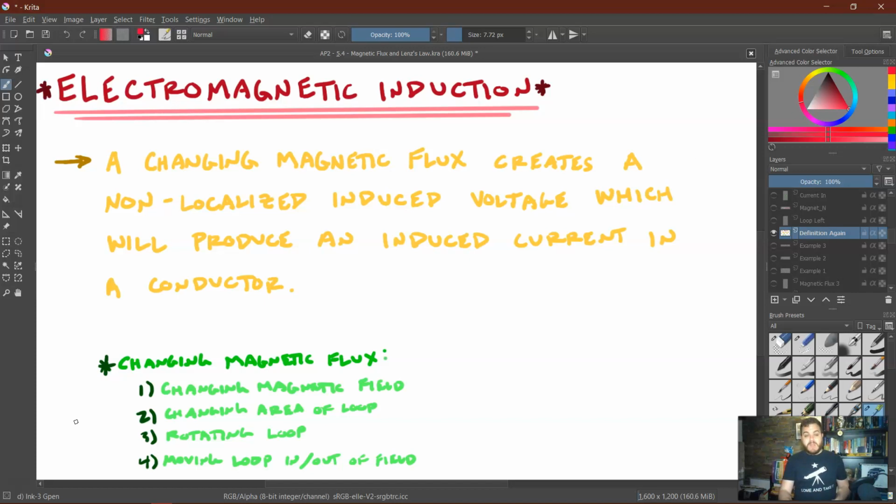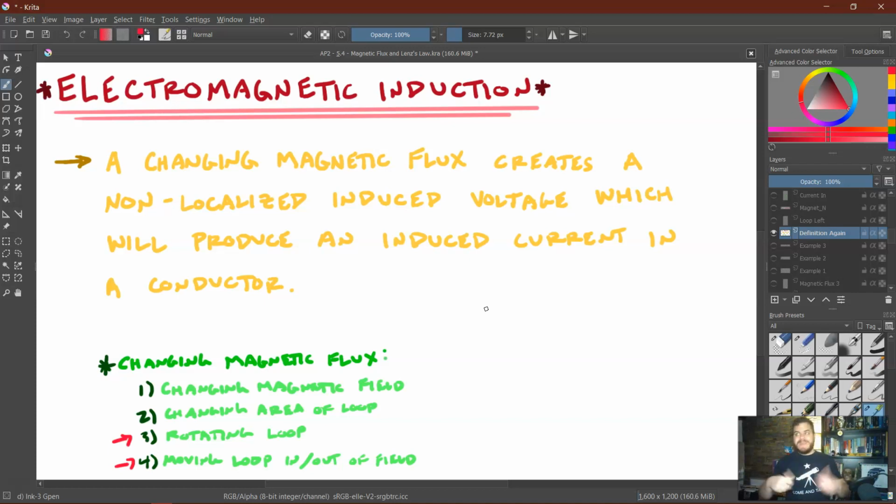3, and this is arguably one of the more important ones, we can rotate the loop, because if we're rotating the loop, at some moments more of the field will go through it, and at some moments less of the field will go through it. So that flux is changing. And 4, which is also important, we can literally move the loop in and out of the field. So if I move it into the field, there's going to be more magnetic field going through it.